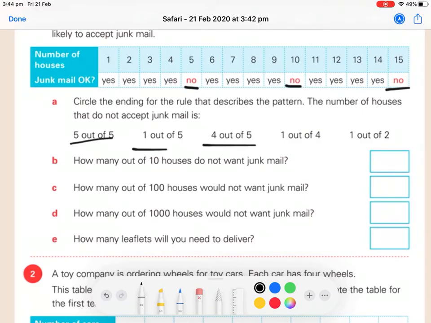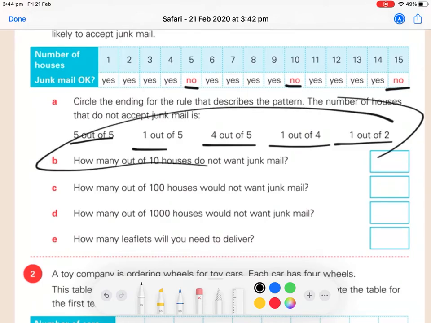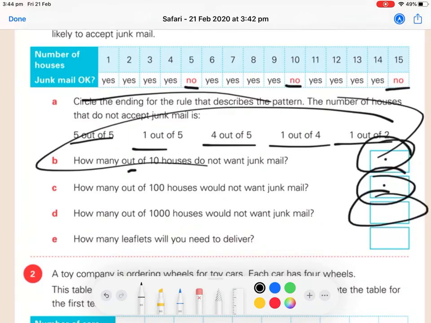Circle the ending for the rule that describes the pattern, the number of houses that do not accept junk mail. Is it 5 out of 5 houses, 1 out of 5, 4 out of 5, 1 out of 4, 1 out of 2? Which one of those is right? How many out of the 10 houses do not want junk mail? Okay, so looking up here, how many out of the 10? How many out of 100? You're going to have to use the answer here to get your answer here. Same with 1,000, you're going to need your answers up here.